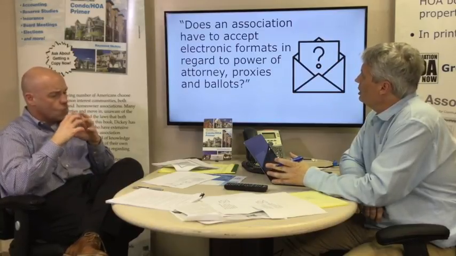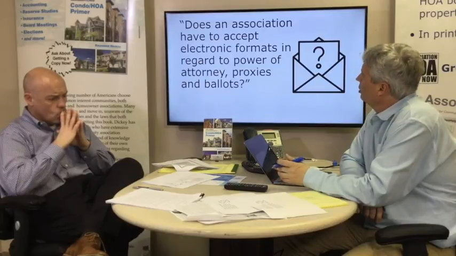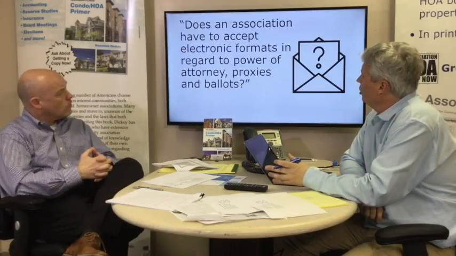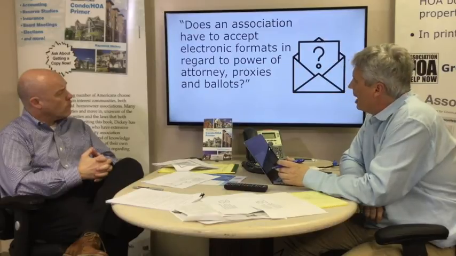Does an association have to accept electronic formats in regard to power of attorney, proxies, and ballots? Well, there's certainly no aspect of the new law that mandates an association's acceptance of a certain type of power of attorney. I guess an association could conceivably limit the validity of a power of attorney that is provided electronically because it's not an original signature, I suppose. I don't know that there'd be any interest in that. Unless you really thought it was fraudulently produced or delivered, I don't know that it would have to be necessarily original.